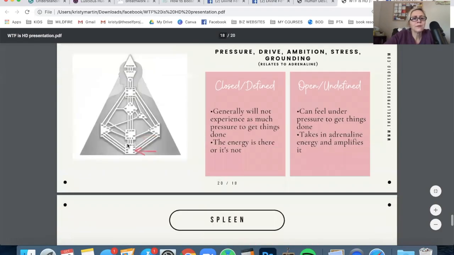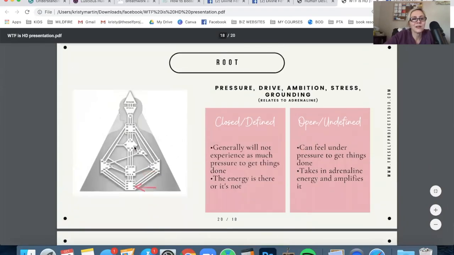Then we get down to the root. That's the bottom. That's our other pressure center. We have two pressure centers, the root and the head. And this is all about pressure, drive, ambition, stress, and grounding. It relates to adrenaline. If you have this area closed or defined, this is not to say that you're not, but you generally will not experience as much pressure to get things done. Like, oh my gosh, I have to get these things done. Your energy is either there or it's not for something. And if you don't feel like getting the thing done, you're not experiencing the pressure to get it done.